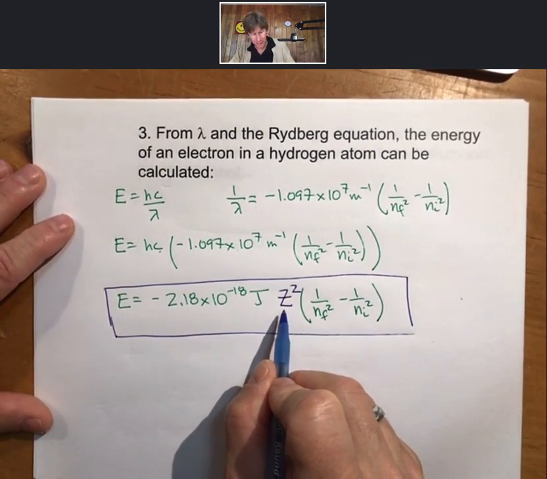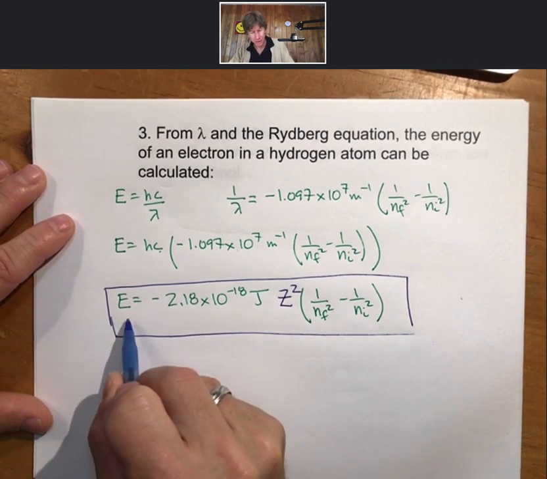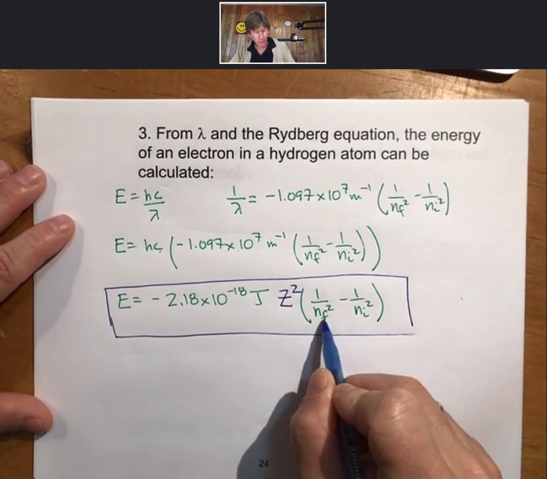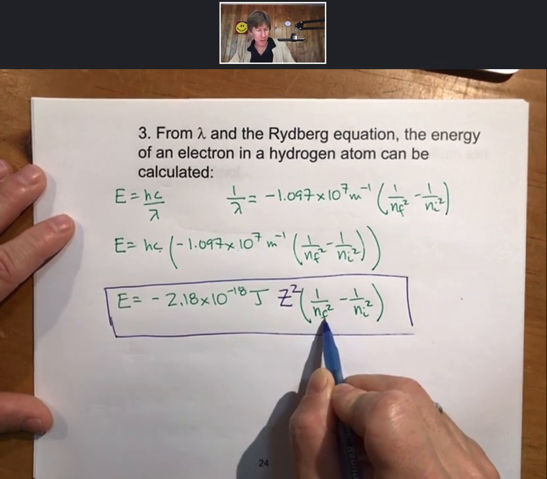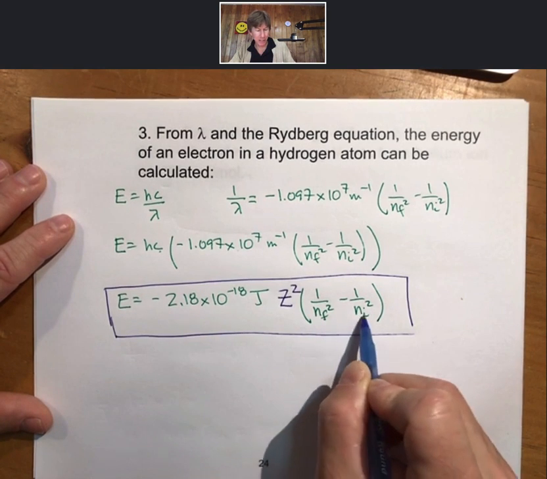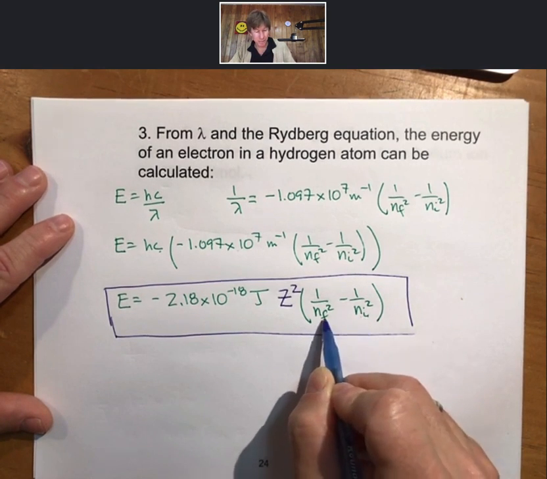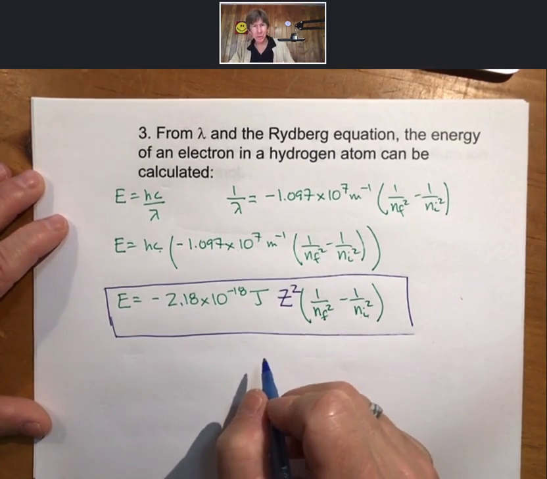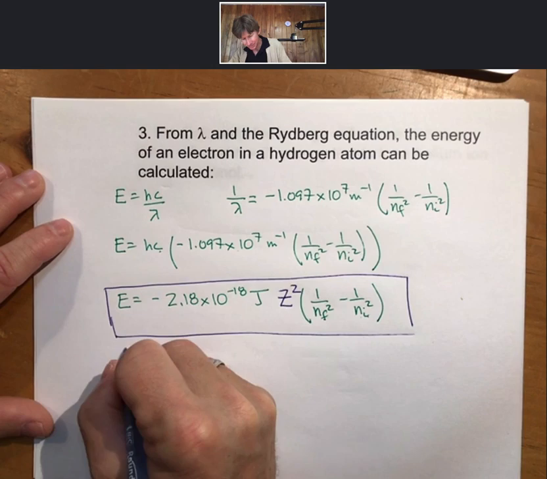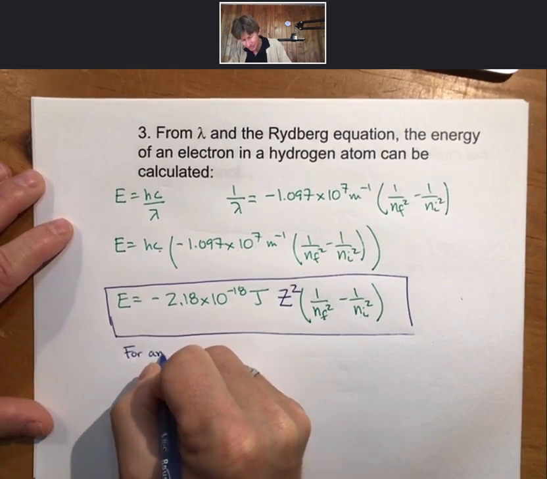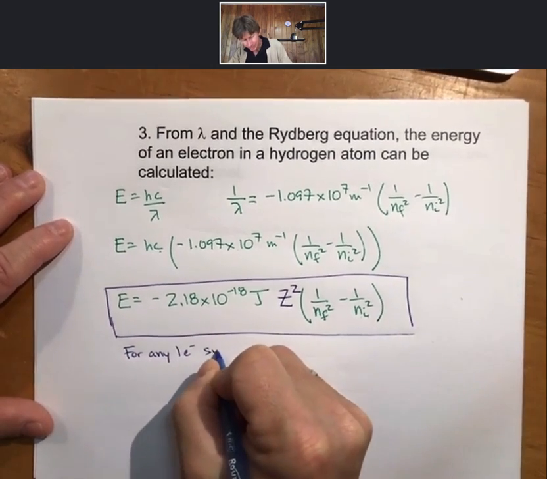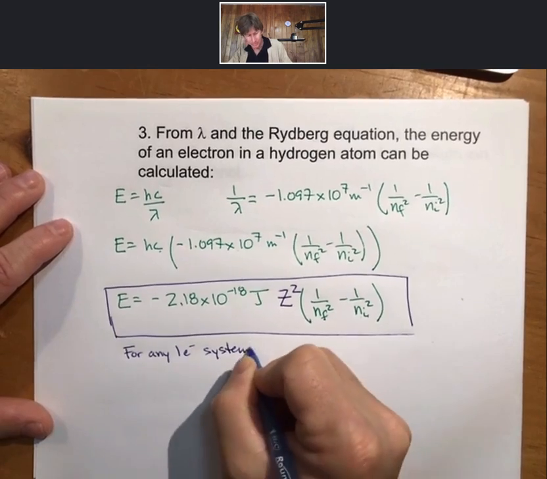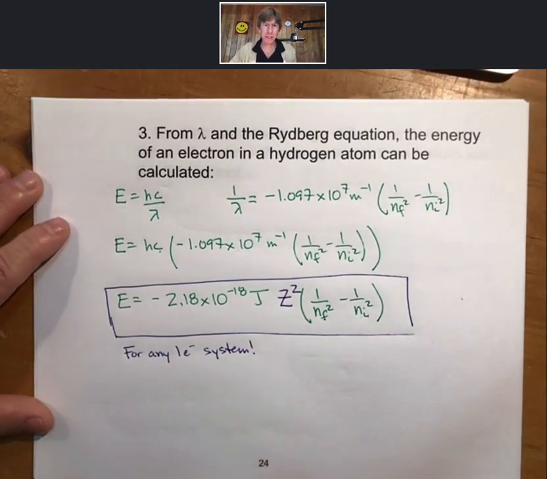And so this equation with the Z, it's one of my favorite equations actually, and yes, that's a hint, is able to calculate the energy for the transition of an electron from an initial to a final n value for any one electron system. Now, let me tell you what Z is.